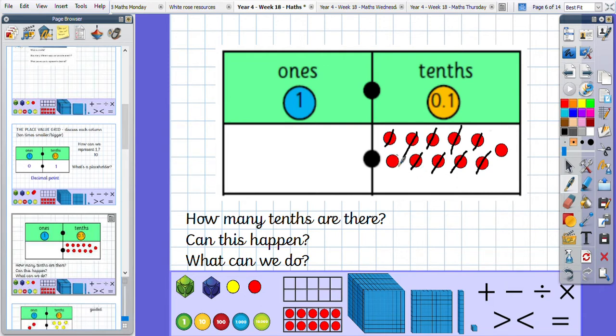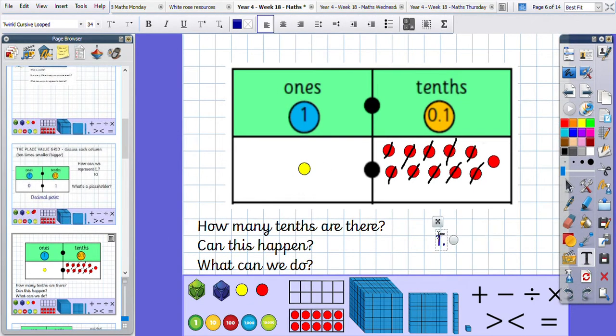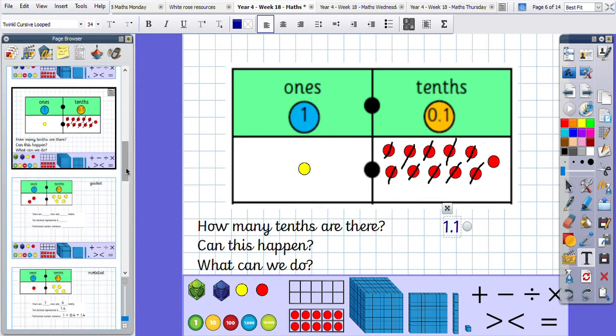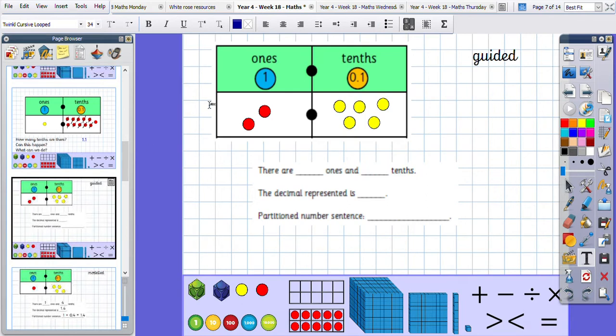We can exchange 10/10 here for 1/1, because 10/10 are equivalent to 1 whole, and we know that from our fractions work. So our number now shows 1.1, because we have 1/1, because we've exchanged our 10/10 to make 1 whole, and then we have 1/10 left over, so 1.1. And this is what you're going to be looking at for silver. So let's have a little look.